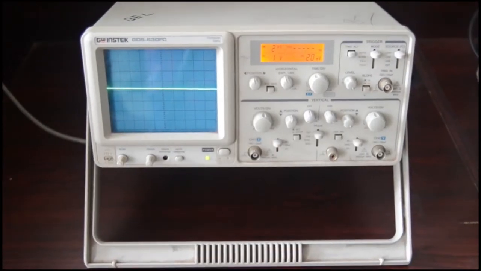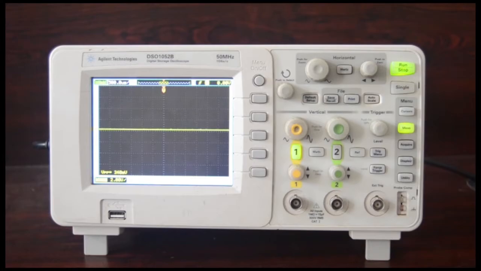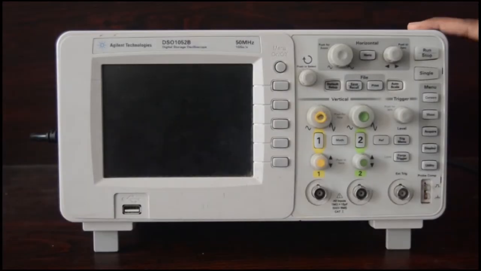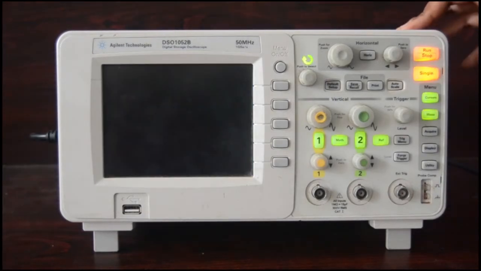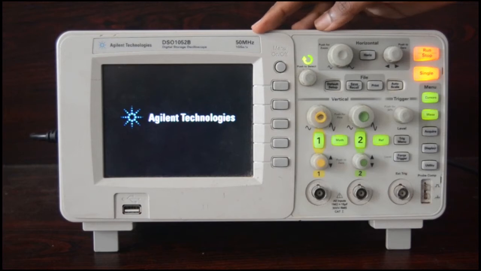Now we move on to oscilloscopes. Oscilloscope is an instrument that is used to display and analyze the waveform. We have two types of oscilloscope, the cathode ray oscilloscope and the digital storage oscilloscope. This is the digital storage oscilloscope, also known as DSO. It can be used to analyze waveforms up to 50 MHz.